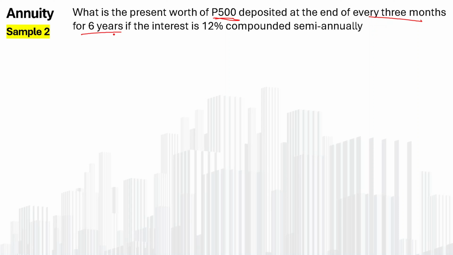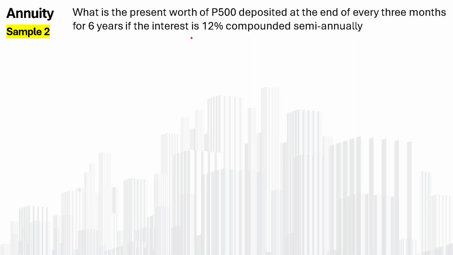For every year, there are 4 quarters. That means in a given year, it's being deposited 4 times. So meaning the total period should be 24, because 4 times 6 is 24. Okay, so now that we know this is an annuity problem and 500 pesos is being deposited 24 times in total, we just need to find the present worth.